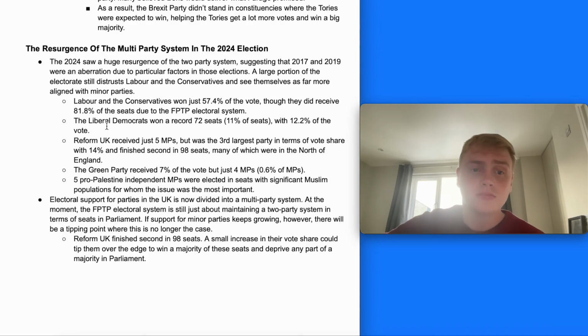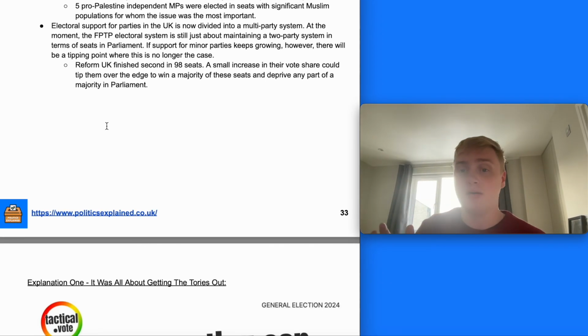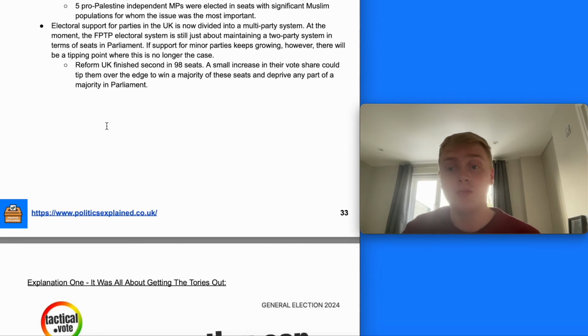Electoral support for parties in the UK is now divided into a multi-party system, and I mean this in terms of who people support. At the moment, the first past the post electoral system is still just about maintaining a two-party system in Westminster in terms of seats. If support for minor parties keeps growing, however, there'll be a tipping point where this is no longer the case.